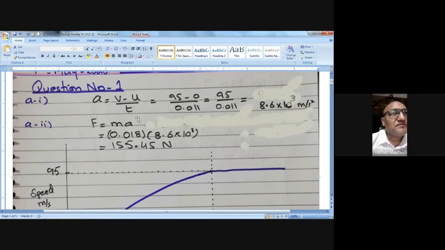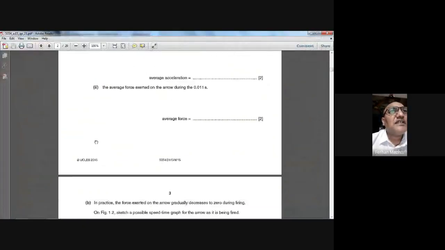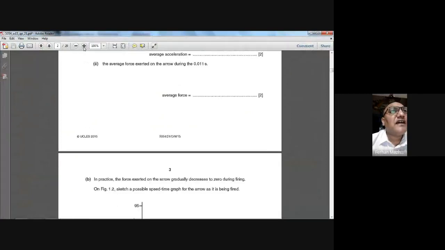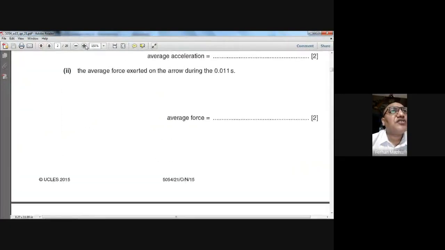It's easy. Okay. Let's move to the next part. The next part on your screen is the average force exerted on the arrow during the 0.011 second. Now, we know the mass of the arrow, and we also know the acceleration which was produced in the arrow, and he wants us to find out the resultant force or force exerted on the arrow. So we can find that by using Newton's second law of motion.